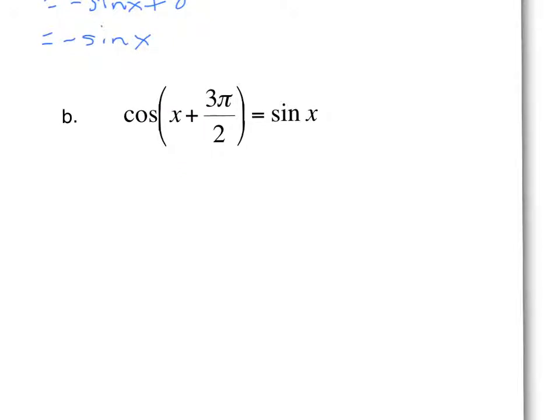We do the same thing, but this time we're using 3 pi over 2. So we need to look at where's 3 pi over 2. 3 pi over 2 is here. What is the ordered pair at 3 pi over 2? 0, negative 1. And so remember, the 0 is your cosine, and the negative 1 this time is your sine. And because we have cosine here, I'm going to apply the sum formula for cosine. So what's the pattern for cosine? Cosine, cosine, sine, sine, and does the sign in the middle stay the same or change?